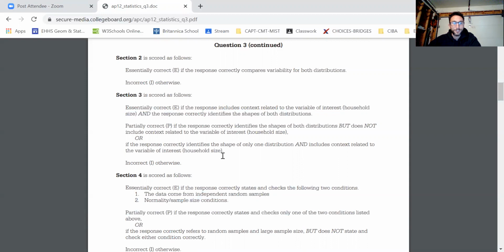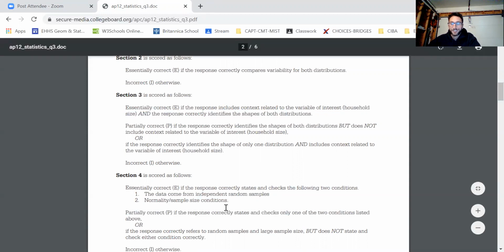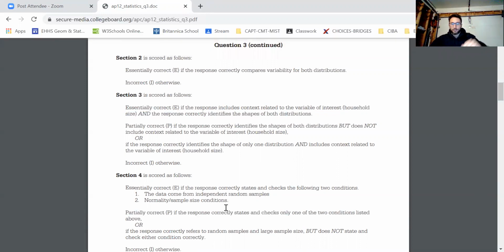And this is a part we didn't do, but we nailed it. We're essentially correct in all 3 sections. And, you know, give yourself a high five or something.